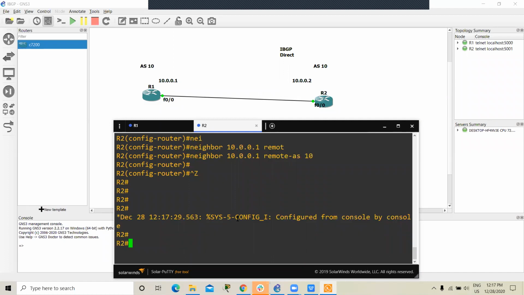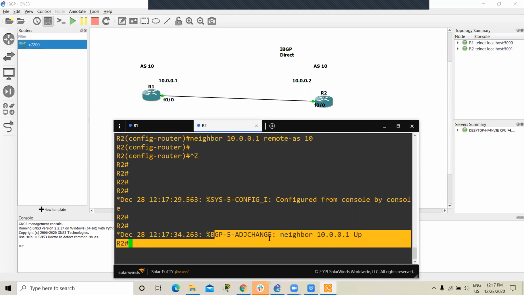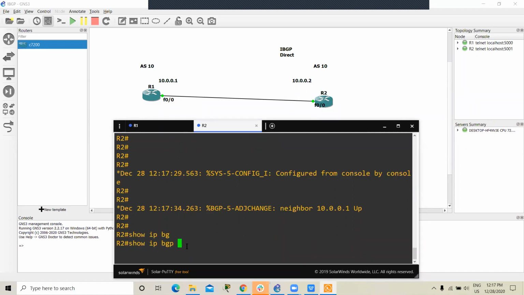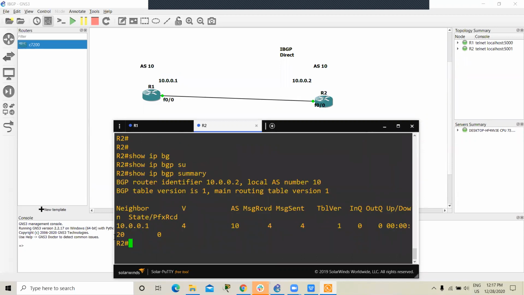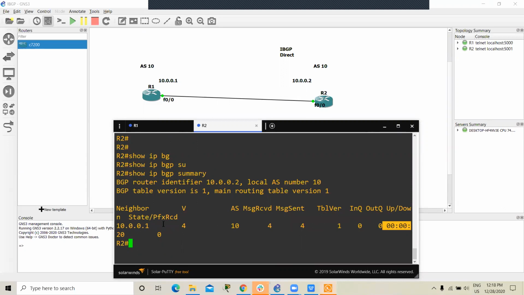Wait. Now the BGP neighborship is up with 10.0.0.1. How can we check? Show IP BGP summary. Our neighbor is 10.0.0.1, version is 4, AS number is 10, messages received 4, messages sent 4. And here it shows the time, 20 seconds. Any doubt, ma'am?